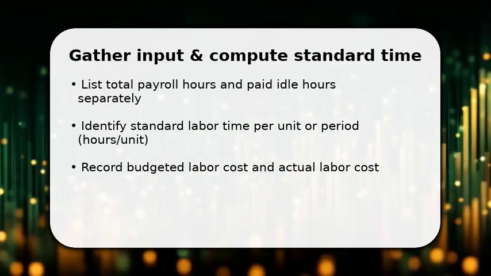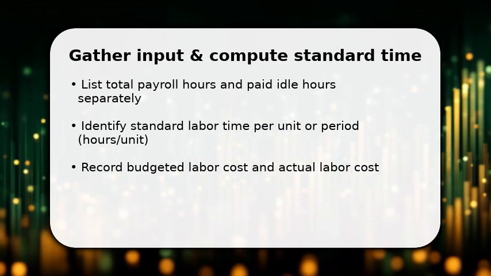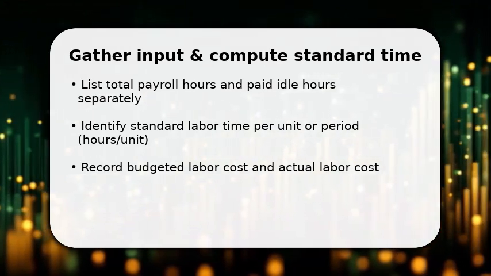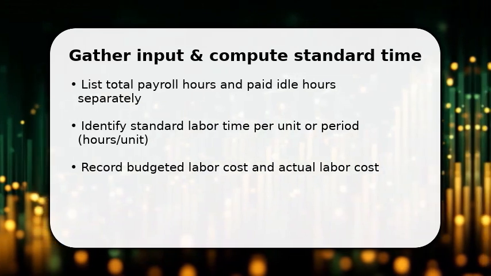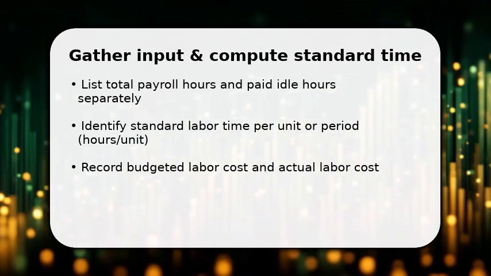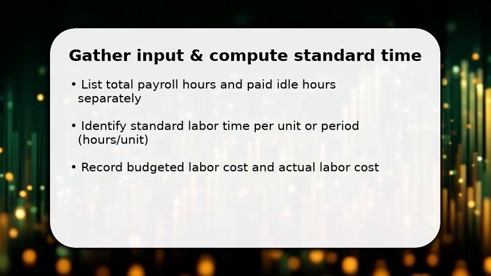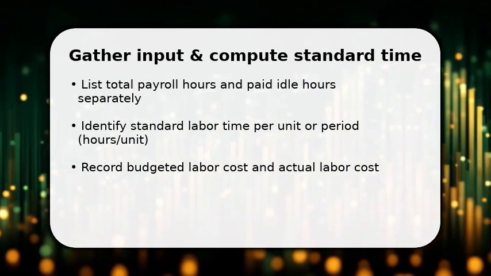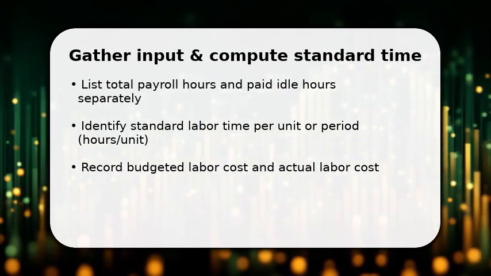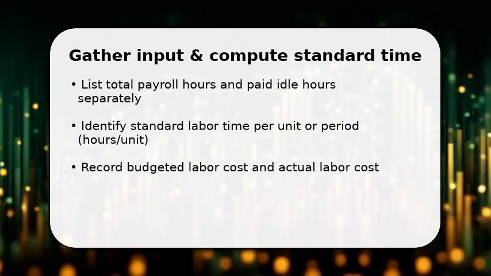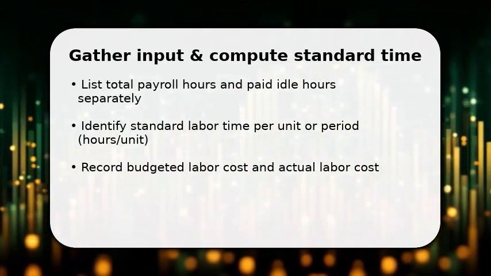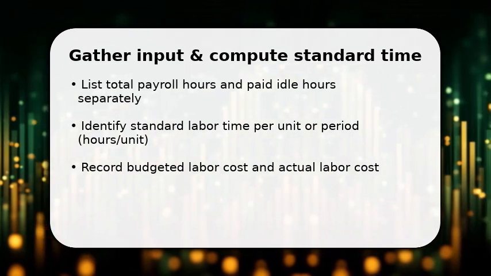You start by collecting 3 essentials: total hours worked, paid idle hours, and the standard labor time per unit. Compute standard time allowed for actual output. Multiply units produced by standard hours per unit. Once done, separate productive hours from idle hours by subtracting productive time from total paid hours. Make sure to use consistent units and the same period for budgeted versus actual figures. This prevents timing mismatches that distort the variance.